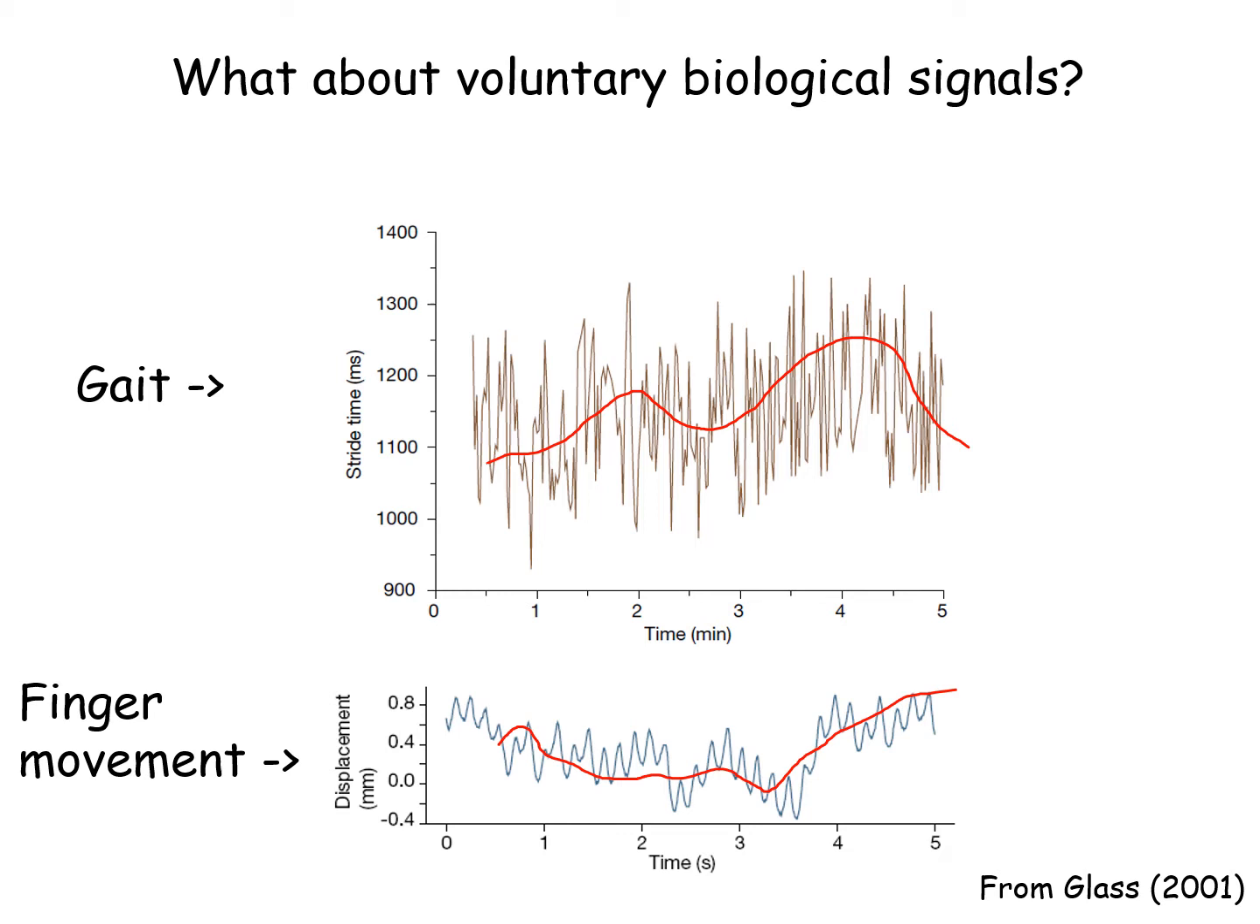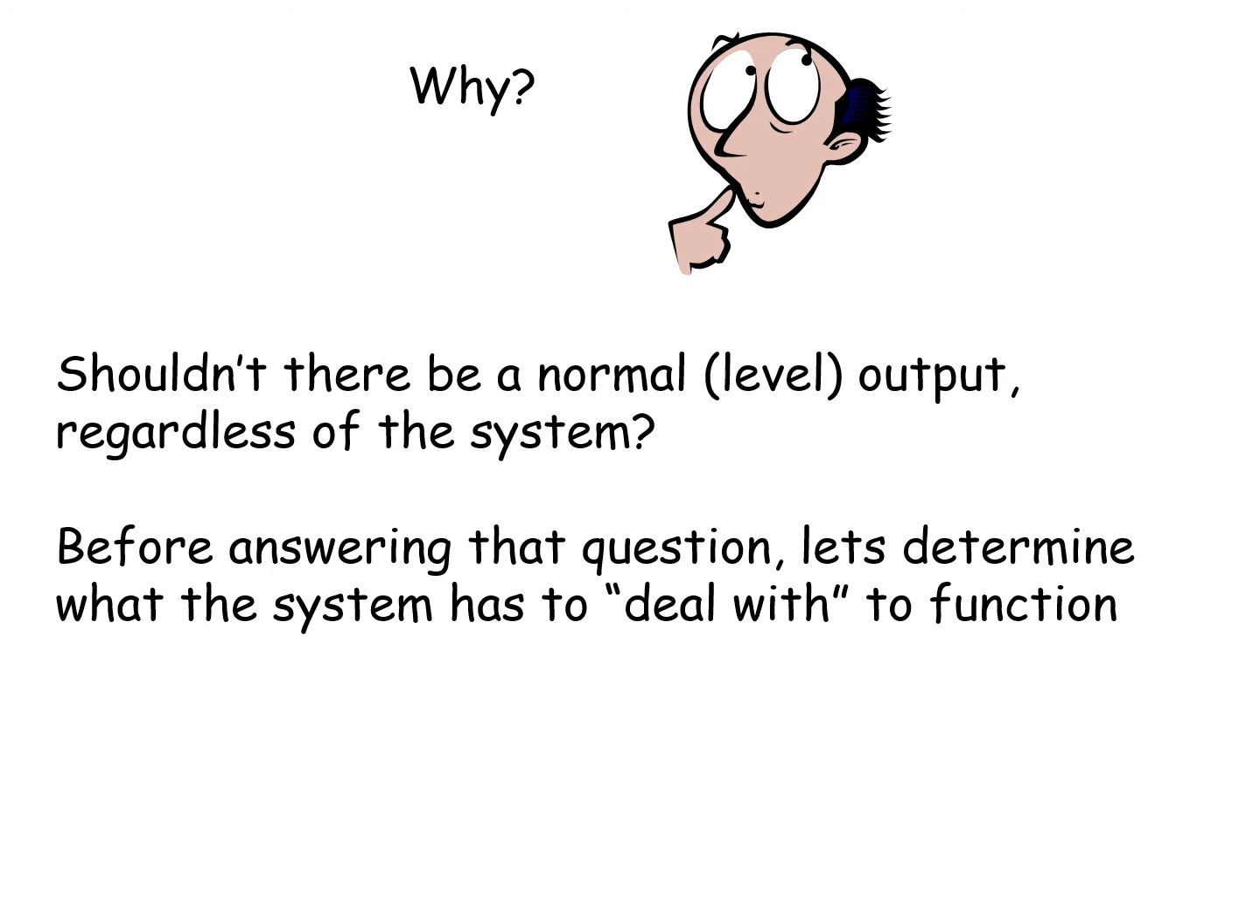And once again, if we look at everything being perfectly consistent, especially if we're looking at humans, does that seem human-like? If you're looking at somebody and they have the exact response each time, they're almost walking robotically. If you were to observe that with your eyes, you're kind of like, something is a little bit different. So why shouldn't there be a normal level output regardless of that system?